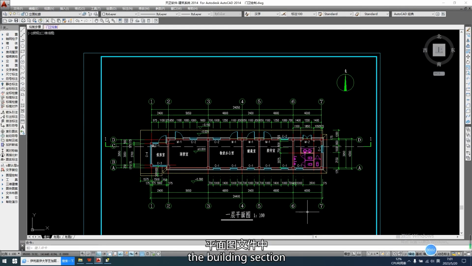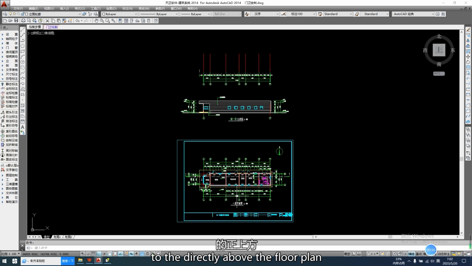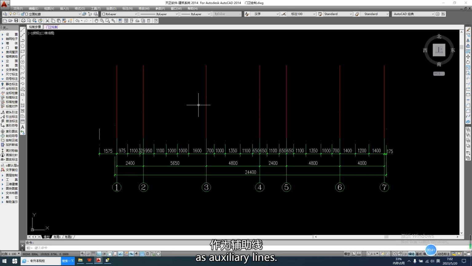We still draw the building section in the completed floor plan file. First, we observe the position of the cutting symbols. The cutting symbol cuts along the longitudinal direction of the building, and the cutting direction is towards the north. First of all, we can still copy the vertical axis numbers and necessary positioning dimensions in the floor plan to directly above the floor plan as auxiliary lines.